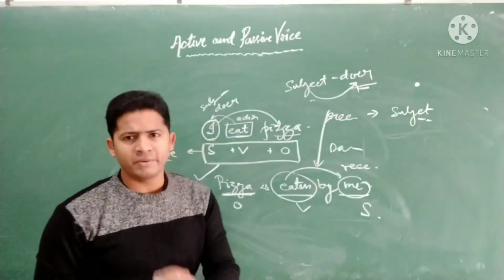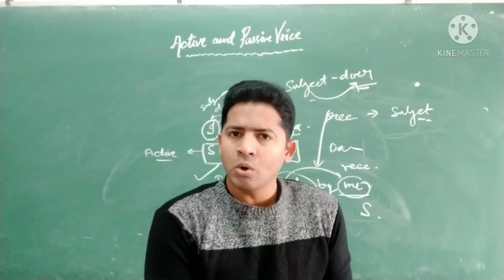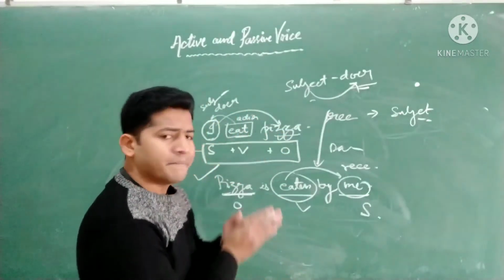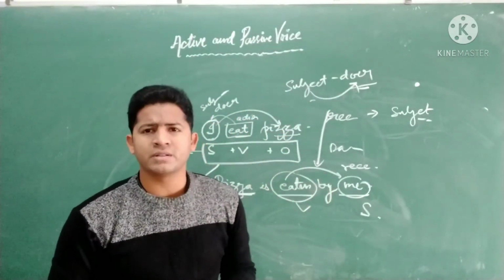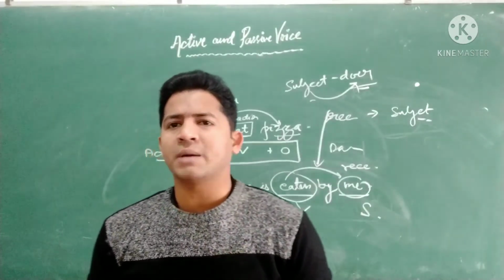The major difference between active and passive voice is whenever you find subject is the doer of the action, the sentence is in active voice. Whenever you find subject is the receiver of the action, that is a passive voice. Understand the basic concept of finding out subject.